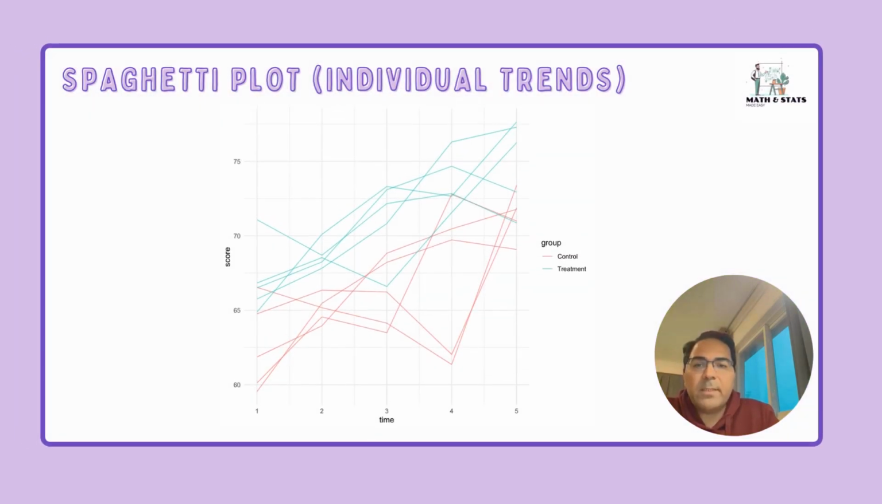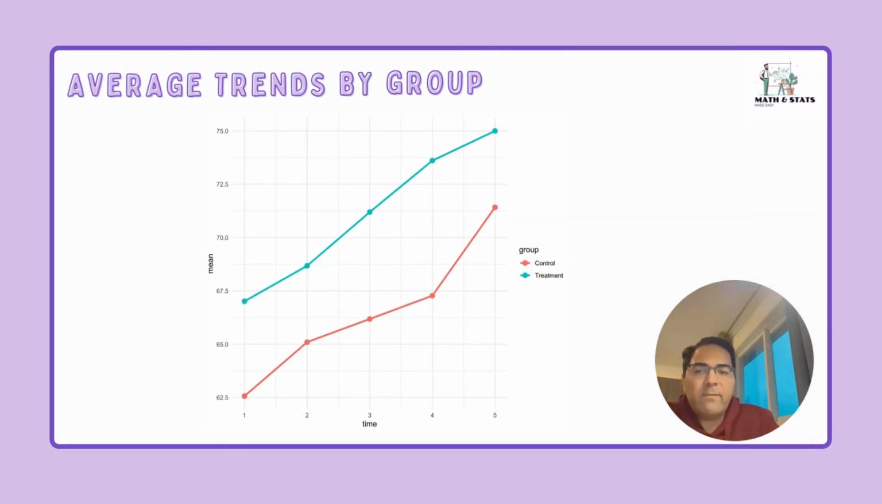Next, we have a spaghetti plot, which is one of the most powerful tools for longitudinal data analysis. Each line represents a student's trajectory over time, and when those lines are roughly parallel, it means there are consistent growth patterns across those students. But if lines cross or spread out, it means there's a lot of variation and maybe some students improve faster than others.